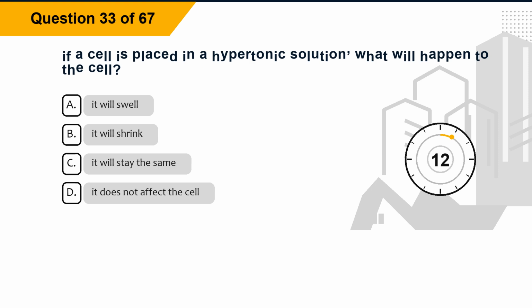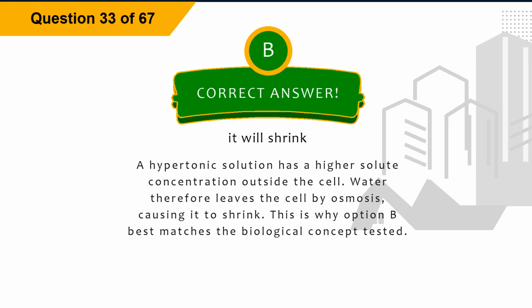Question 33. If a cell is placed in a hypertonic solution, what will happen to the cell? Option A, it will swell. Option B, it will shrink. Option C, it will stay the same. Option D, it does not affect the cell. The correct answer is option B, it will shrink. Explanation: a hypertonic solution has a higher solute concentration outside the cell. Water therefore leaves the cell by osmosis, causing it to shrink. This is why option B best matches the biological concept tested.